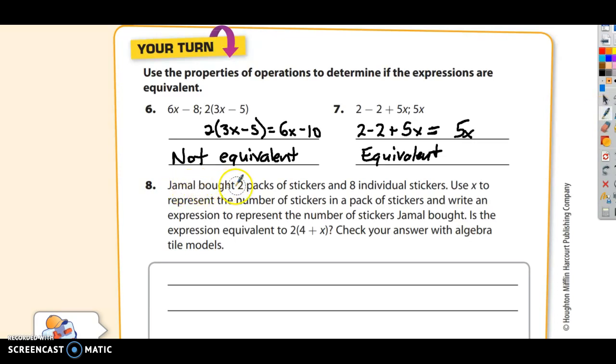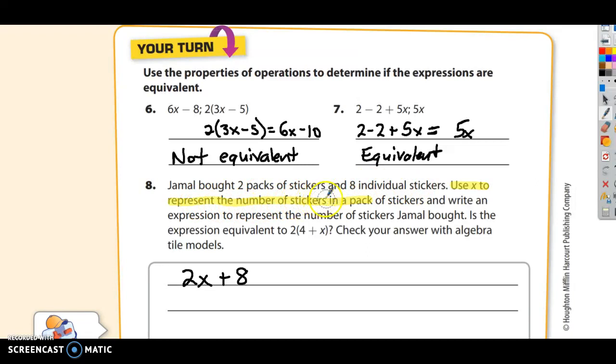So Jamal bought 2 packs of stickers and 8 individual stickers. We're going to go ahead and write here, and it says use X to represent the number of stickers in a pack. Well, he bought 2 packs of stickers, and there's X stickers in each pack. And then he also bought 8 individual stickers, so we're going to also add 8 to it. So let's go through what these numbers are. He bought 2 packs of stickers, and there's X stickers in each pack, and he also bought 8 stickers. So it's 2X plus 8. This is the first part. We just answered this question right here.